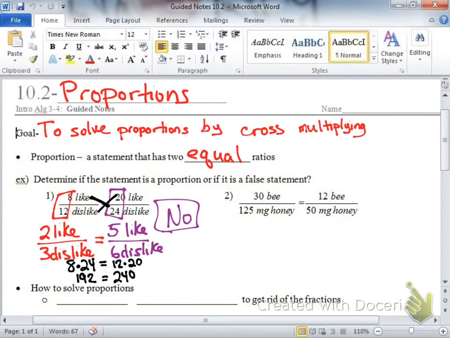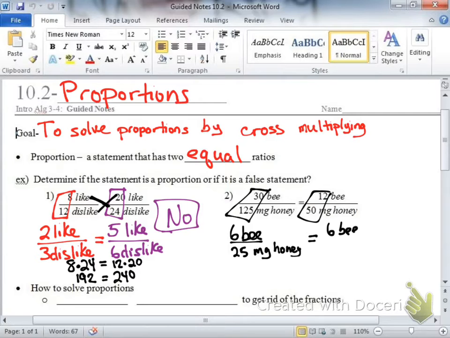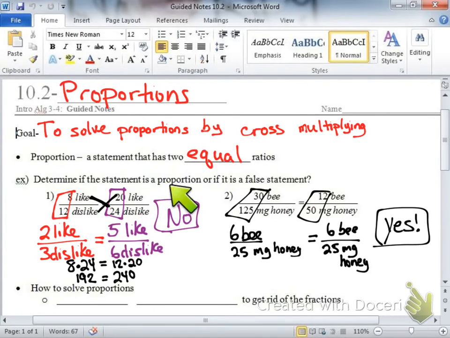Any suggestions on how you want to do number 2? 30 over 25, 125. Okay, so you want to reduce 30 over 25? What do you get? 6 over 5, and 125 is 6 over 25, okay? Did you reduce the other side? Yep. What do you get? Same thing? So is this a proportion? Yes, it is. We'll just say yes.